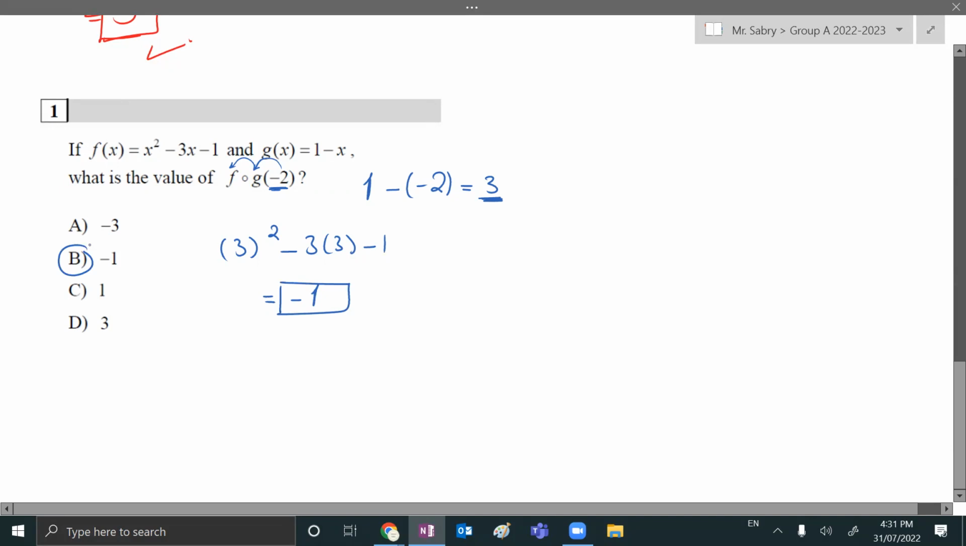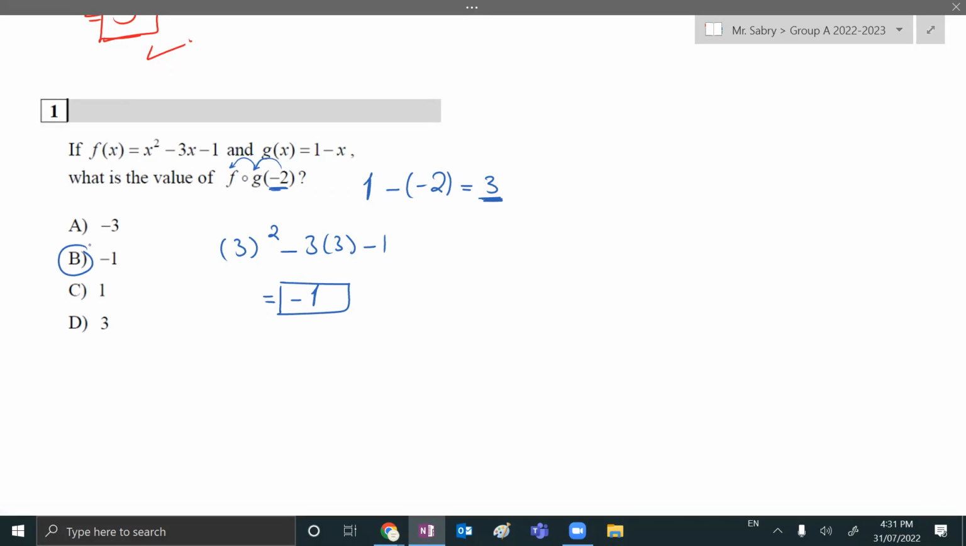And thankfully, the majority got it. Please submit if you did not submit yet. The majority got it right, and if you're confused now with this one, please ask.